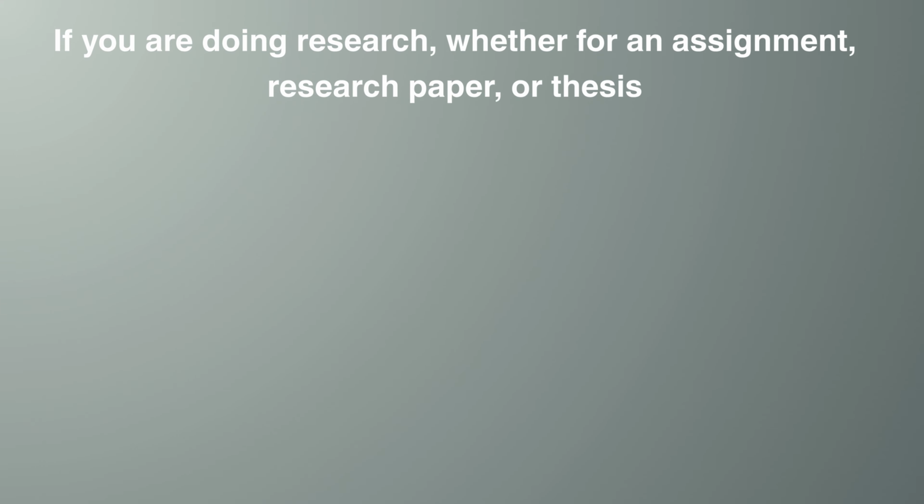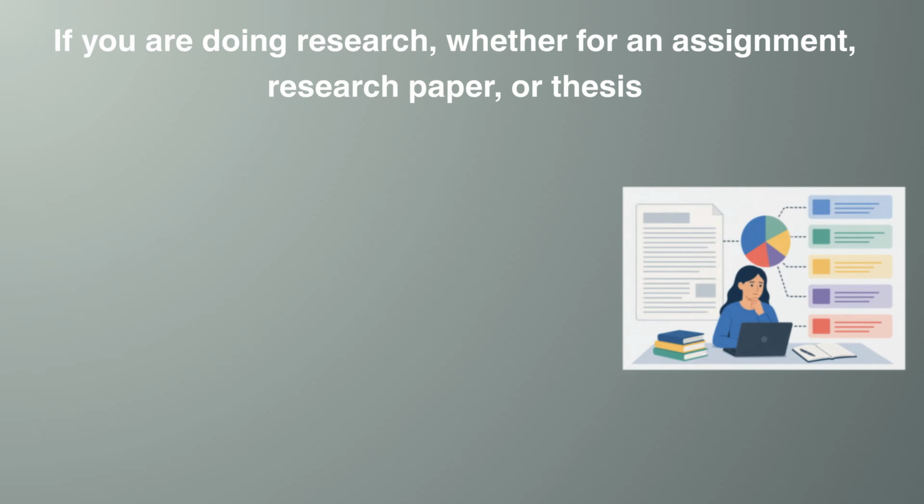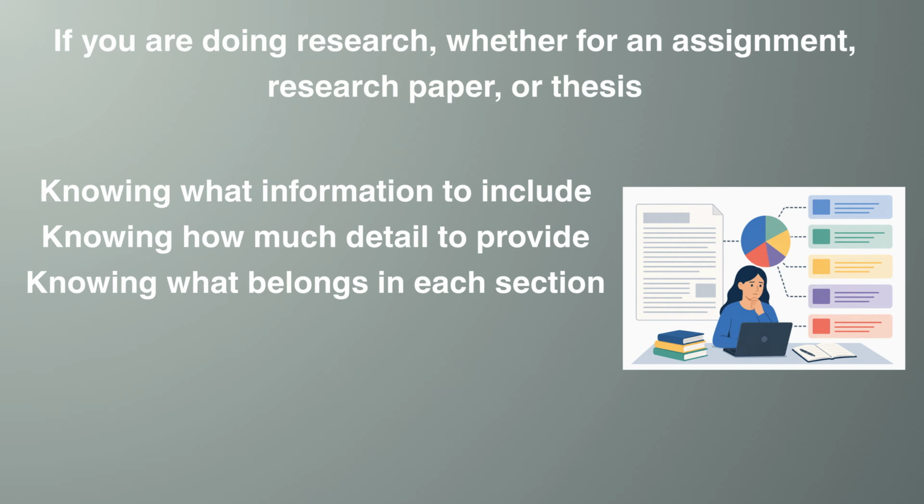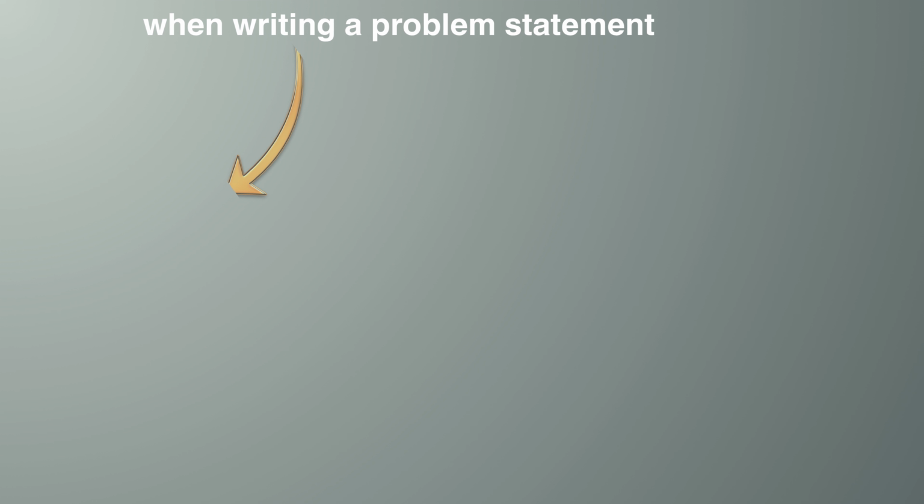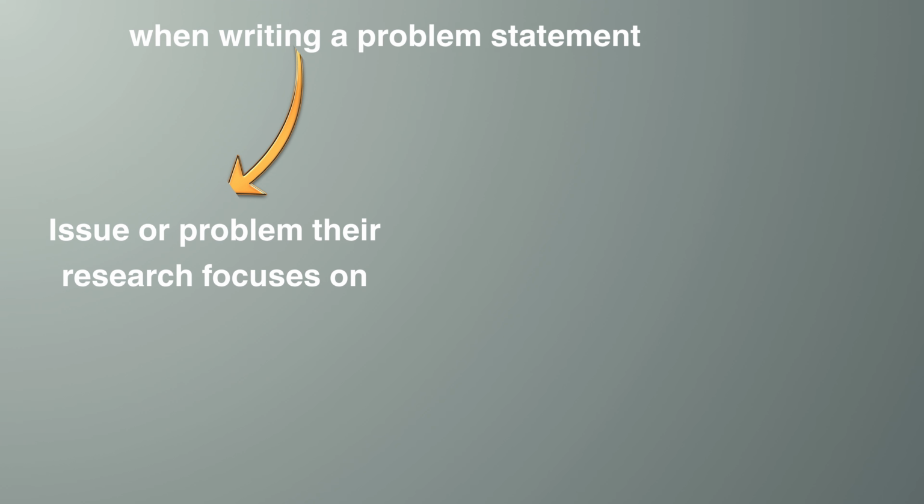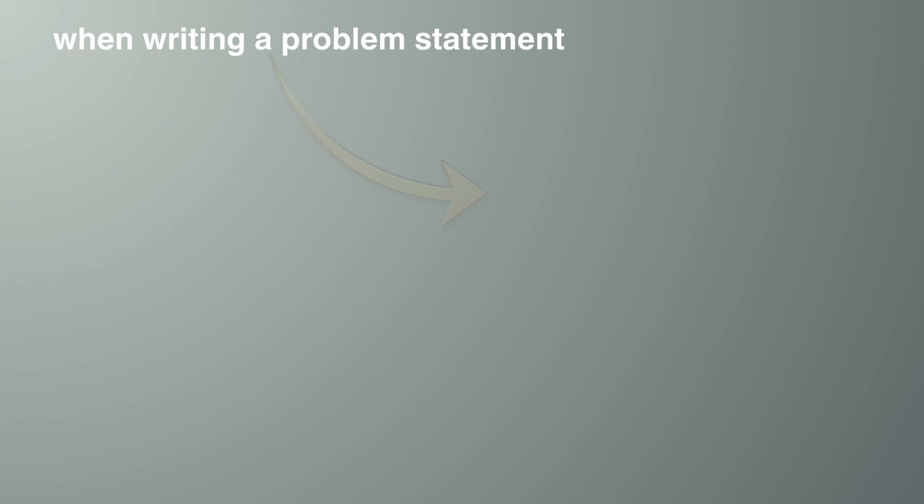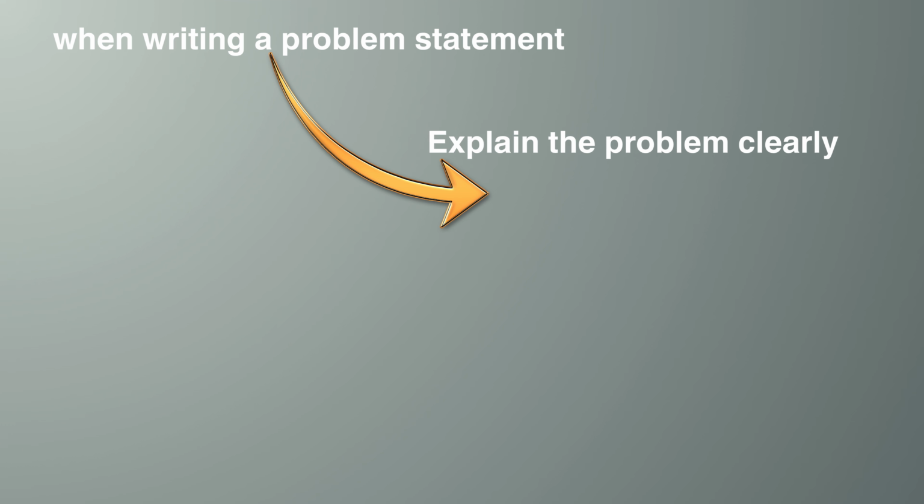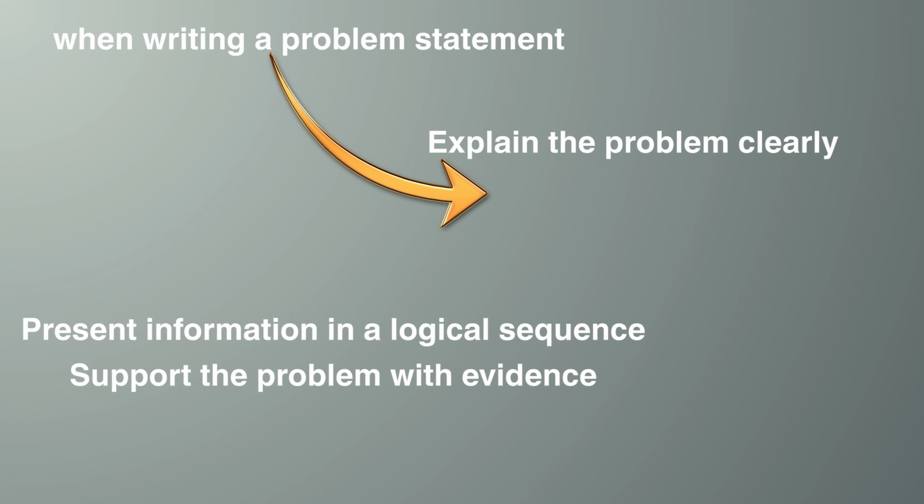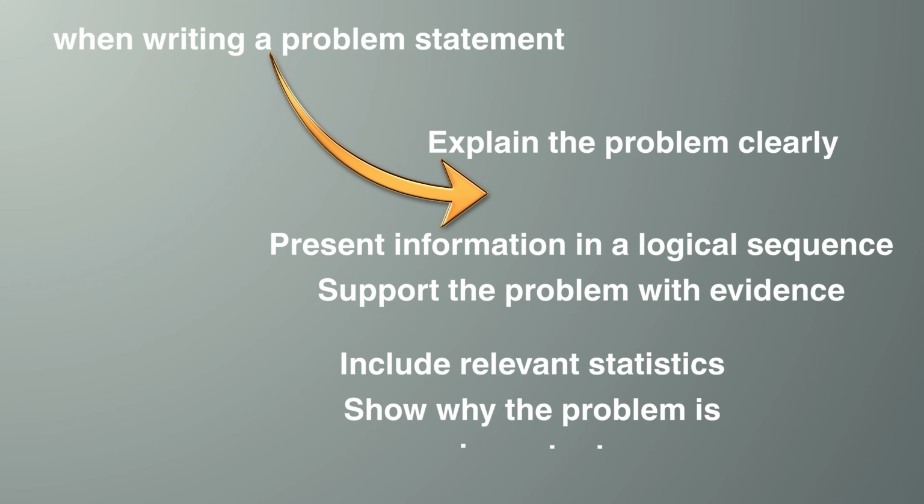If you are doing research, whether for an assignment, research paper, or thesis, one of the difficult parts is knowing exactly what information to include and how much is needed in each section. For example, when writing a problem statement, many students think they simply need to talk about the issue or problem their research focuses on. Yes, that is part of it, but the problem statement also needs to be presented in a clear, logical sequence, with the right information, evidence, and statistics to establish the problem.